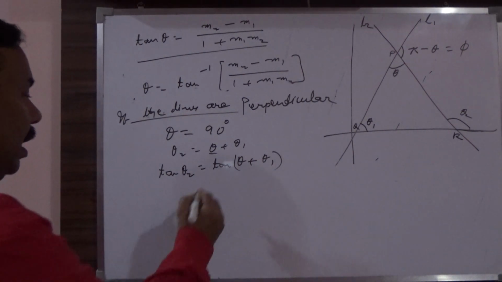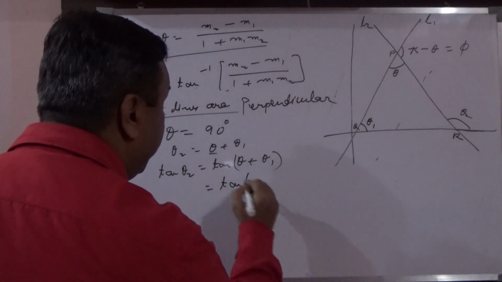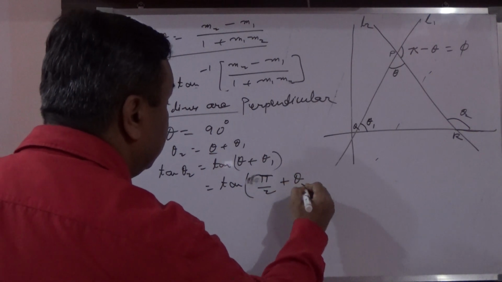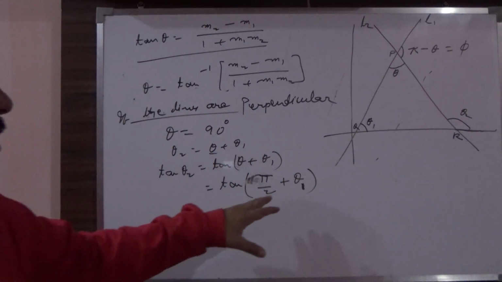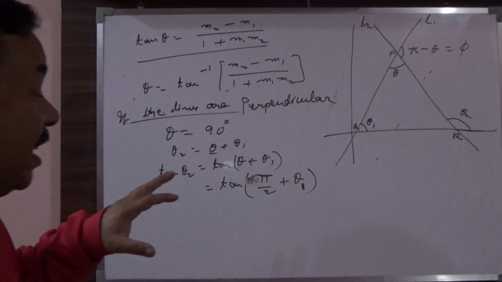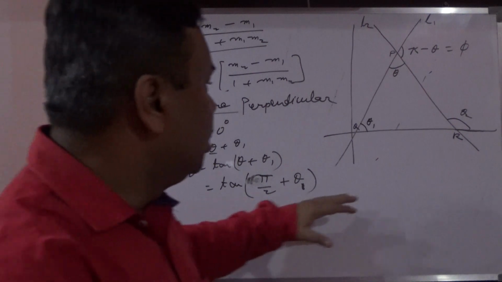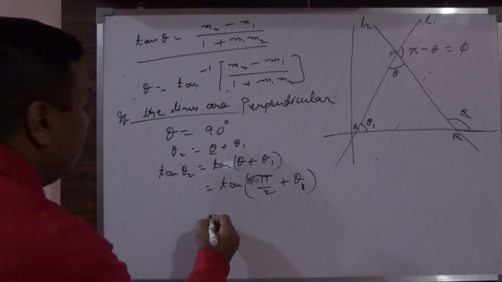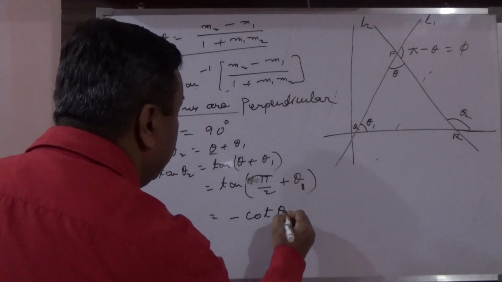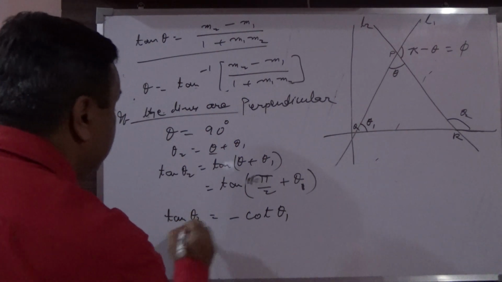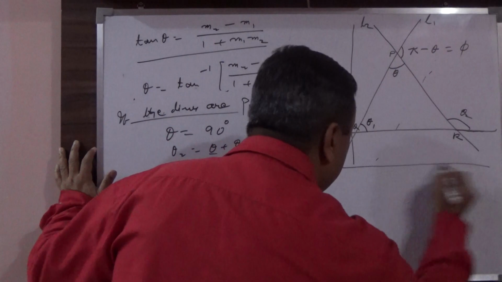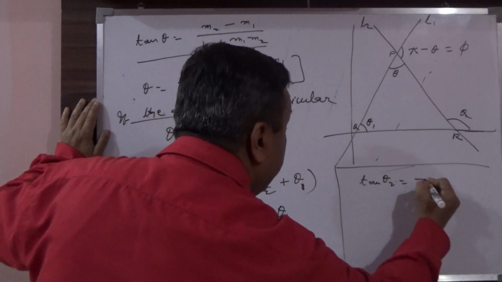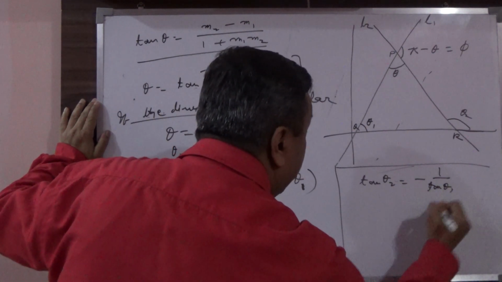But what is theta? Theta is 90 degrees, or I should write it as pi by 2 as a good practice. And pi by 2 plus theta 1, what is it? The angle lies in the second quadrant, so this will be equal to minus cot theta 1. So tan theta 2 is equal to minus cot theta 1, or I can write it as tan theta 2 is equal to minus 1 by tan theta 1.